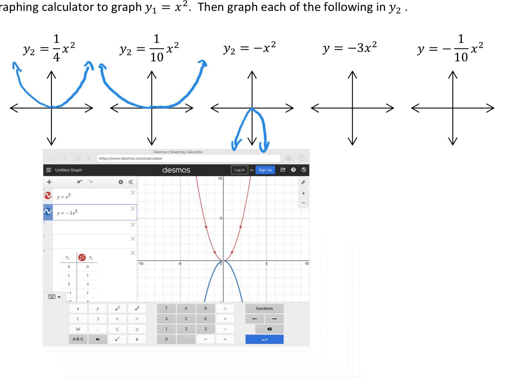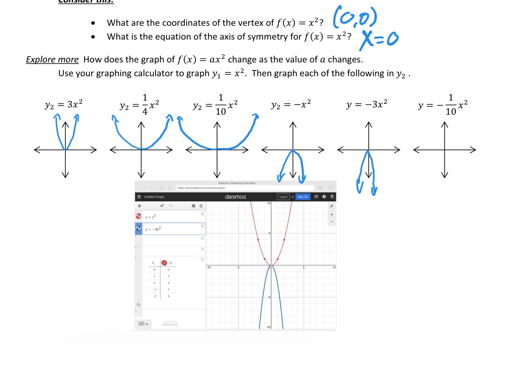Okay, well, it got skinnier. Again, it flipped because it's negative, but it stretched down. So it's the mirror image of this 3x squared here. So 3x squared is this one. It's steeper, or it's vertically stretched. This one is steeper again because of the 3, but it's upside down because of the negative.